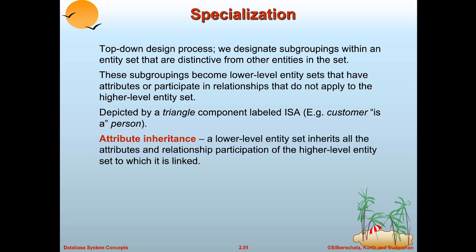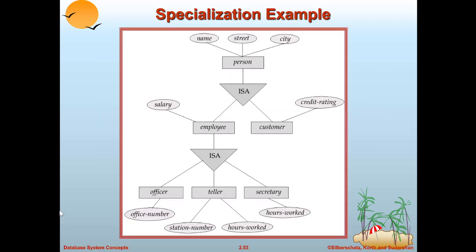It's a top-down process. We designate subgroupings within an entity set that are distinctive from other entities in the set. So in attribute inheritance, a lower level entity set inherits all the attributes and relationship participation of the higher level entity. Here, this is the representation of specialization.